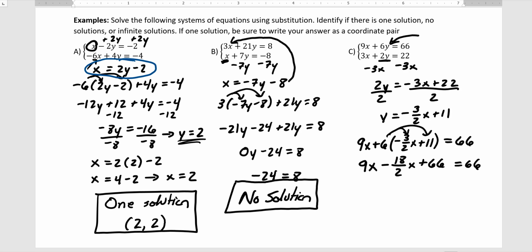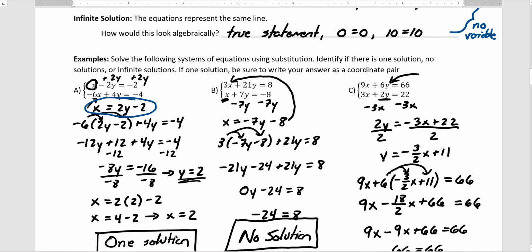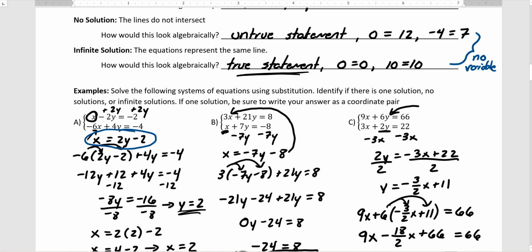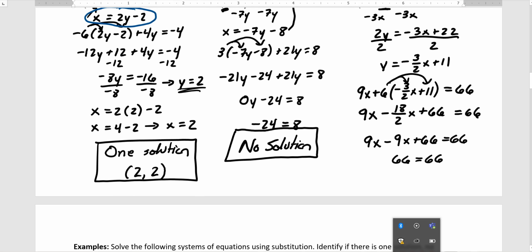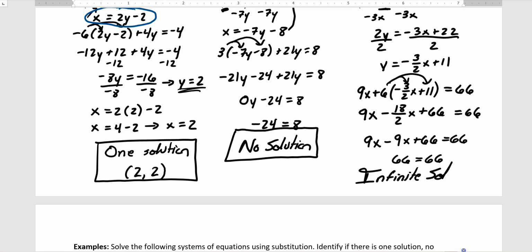What is 18 divided by 2? Well, that's 9. So this is going to be 9x minus 9x plus 66 equals 66. What's 9x minus 9x? 0. So I'm left with just 66 equals 66. Notice, no variable here. Notice 66 does equal 66. This is a true statement. What does that mean? Well, if we get a true statement, that means we have infinite solutions. So let's go ahead and write that here. Infinite solutions, I-N-F-I-N-I-T-E solutions. Fantastic.